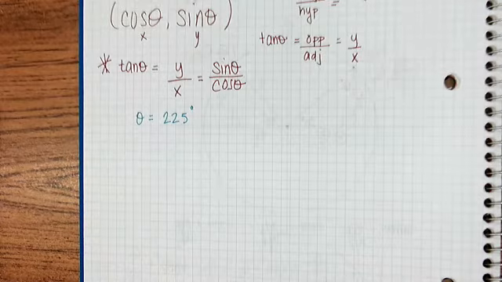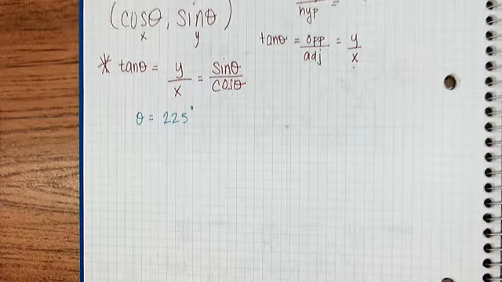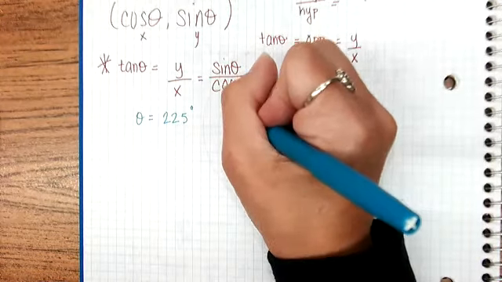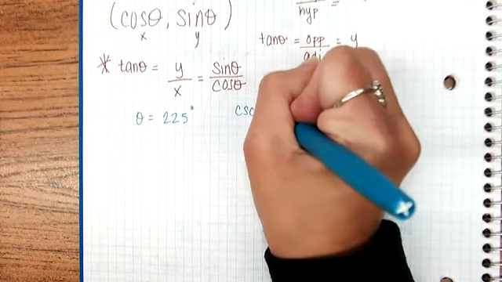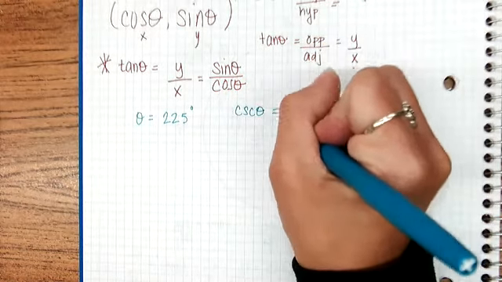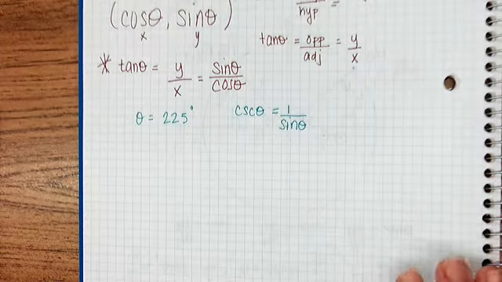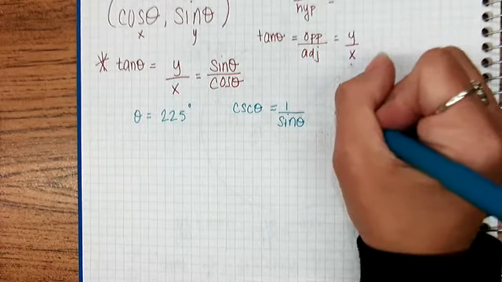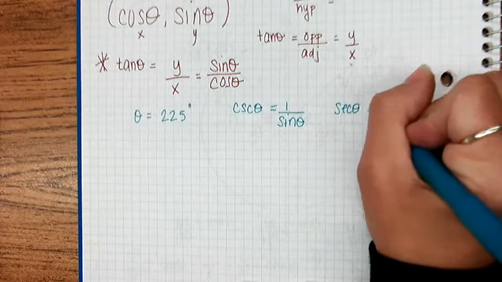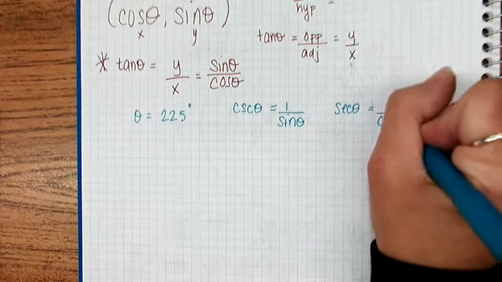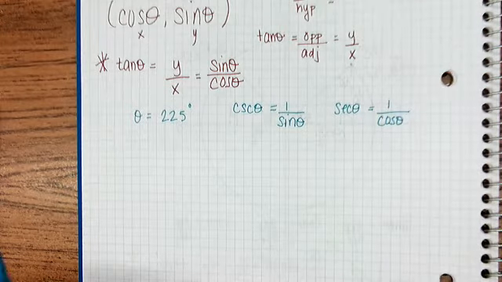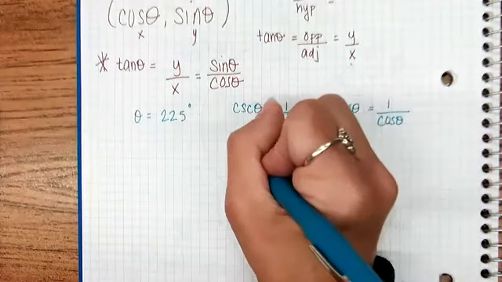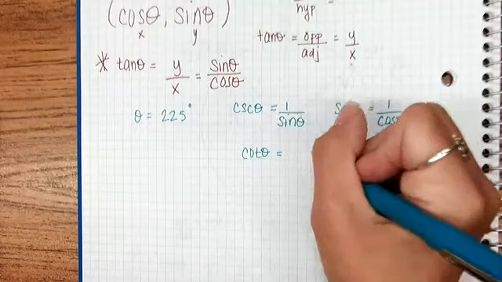Whoa, whoa, whoa. 6 functions? We only talked about 3: sine, cosine, and tangent. I think you may have heard of these, but if not, we will review it. The reciprocal of sine is the cosecant, the reciprocal of cosine is the secant, and the reciprocal of tangent is cotangent.